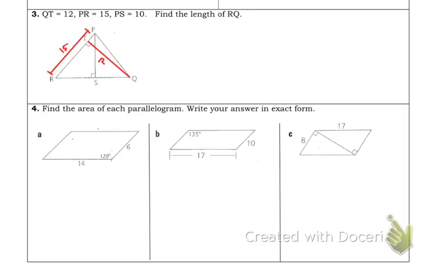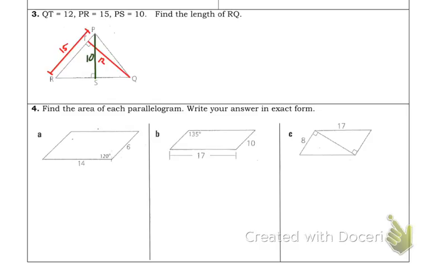And then P to S, let's go ahead and put it in green so we have a different color. P to S is going to be 10. We need to find RQ. The big takeaway from RQ is a base. And we know the formula for area is half our base times our height.